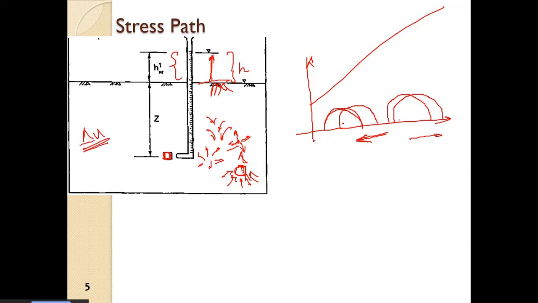So due to that, the effective stress may ultimately reduce to 0. So here it will come up to this point. The Mohr circles will also reduce in diameter, and ultimately there will be no diameter. It will be sigma v dash equal to 0, sigma h dash equal to 0, and there will be liquefaction.